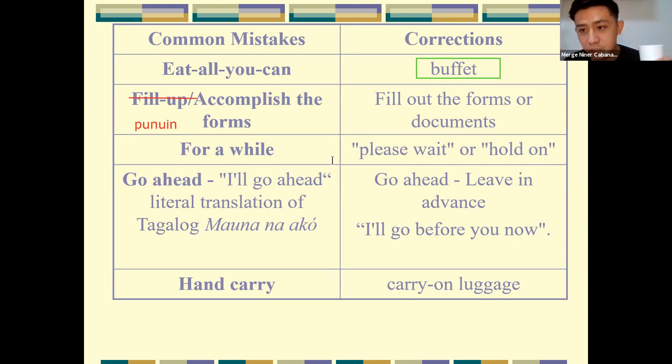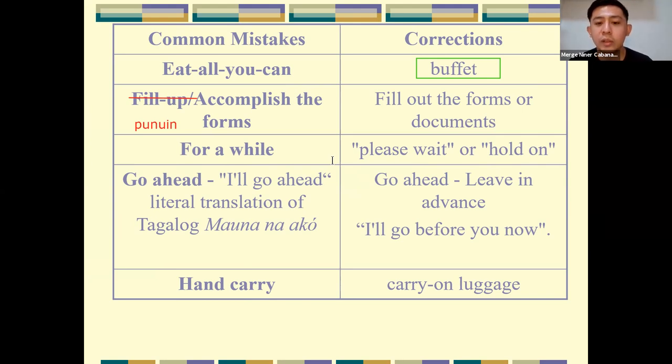You don't say accomplish the form. You need to accomplish this now. Secure. Secure the form. It means that you've already filled them out and you're just making sure that they're not torn or something. So it should be fill out. Again, fill out, not fill up. As I've mentioned, for a while will take quite a long time. So you can use, please wait, hold on, in a minute, just a sec, in a bit.